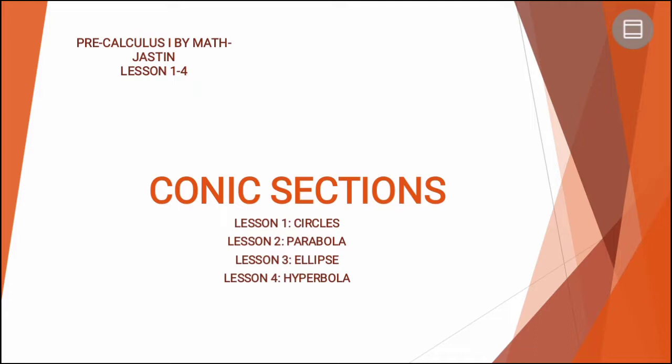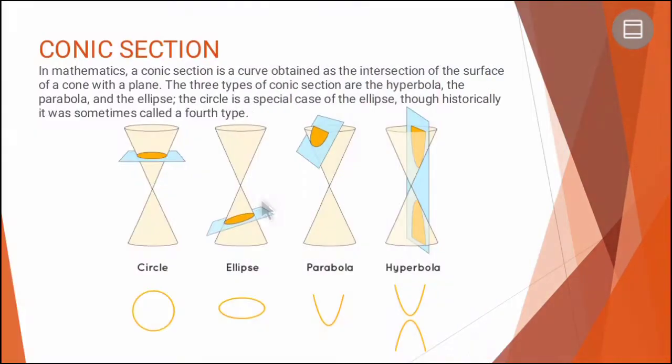Kasi ako mag-discuss. So now, in this video, ang didiscuss ko lang muna yung introduction nitong conic section. So, ano ba itong conic section? In mathematics, a conic section is a curve on a plane as the intersection of the surface of a cone with a plane. The 3 types of conic sections are the hyperbola, the parabola, and the ellipse.